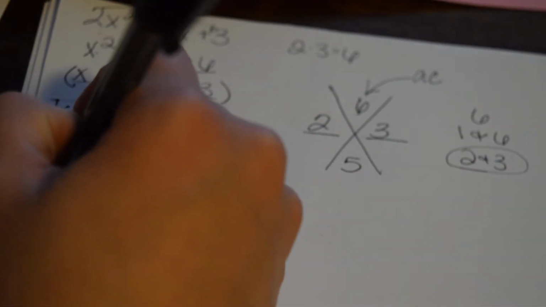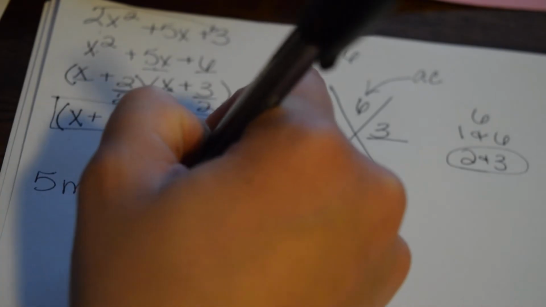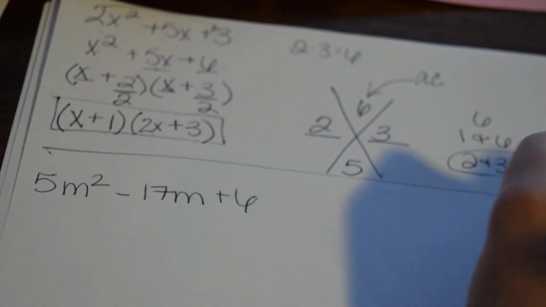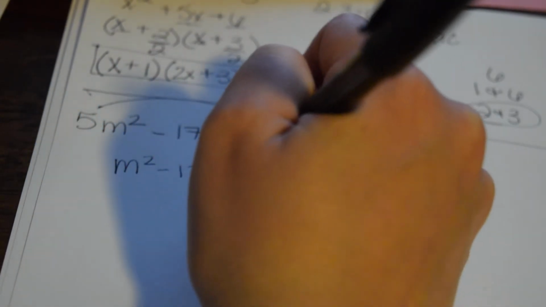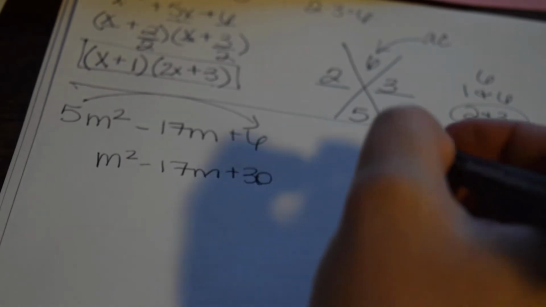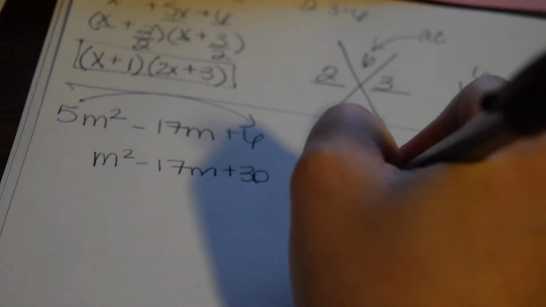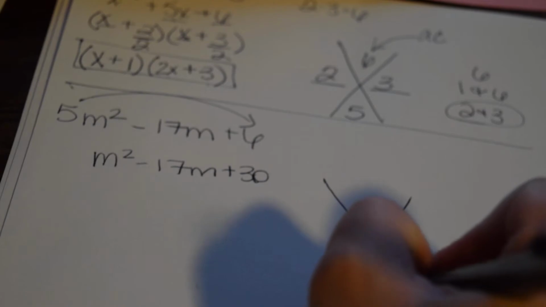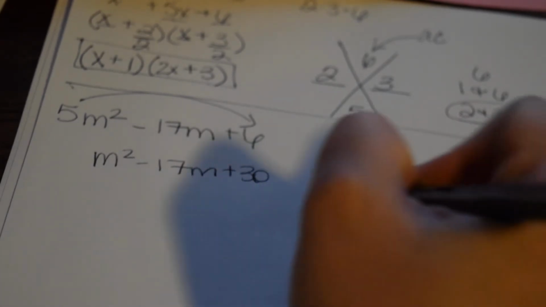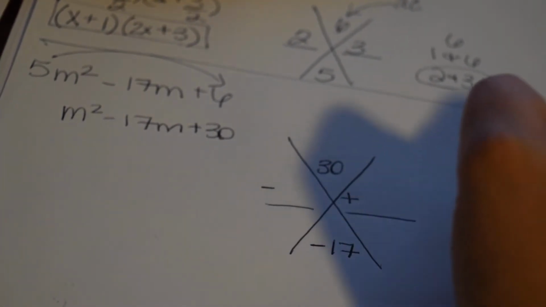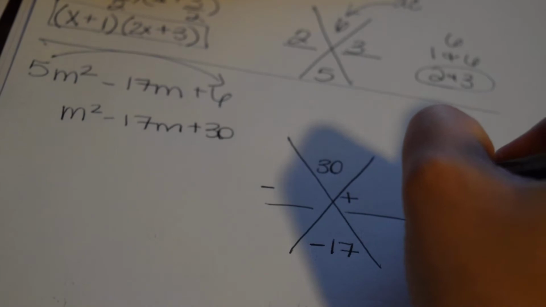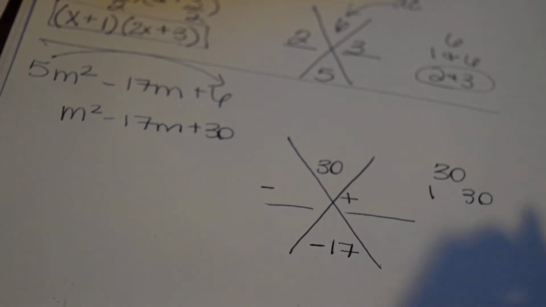Okay, one more. We have 5m squared minus 17m plus 6. This is problem 2. Okay? We're going to slip the term 5 and multiply it by 6. So we have m squared minus 17m plus 30. We need something that multiplies to get a positive 30, but adds to get a negative 17. So we know that one of our factors is going to be negative and one's going to be positive. And we have to decide, well, what are factors of 30? We have 1 and 30. That doesn't add to get negative 17.